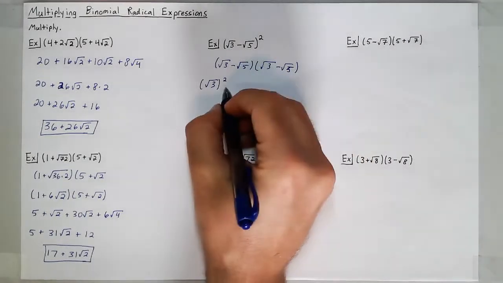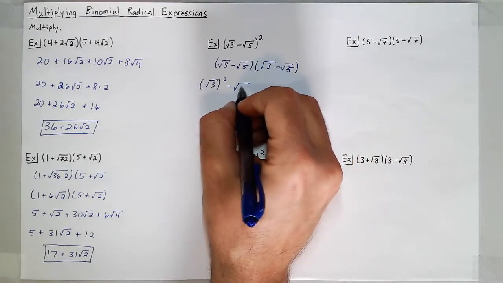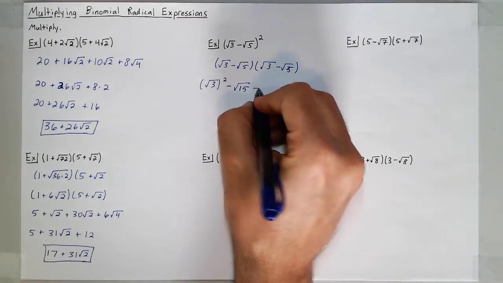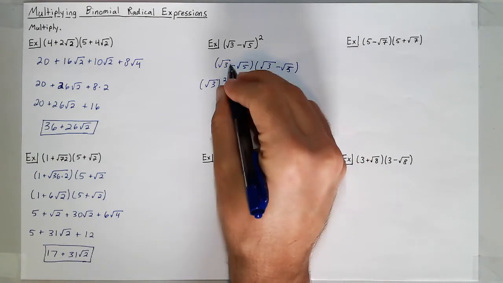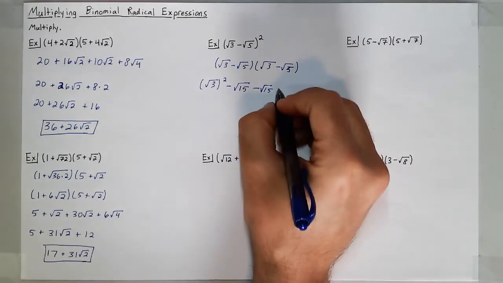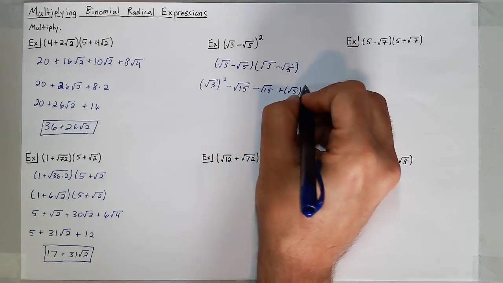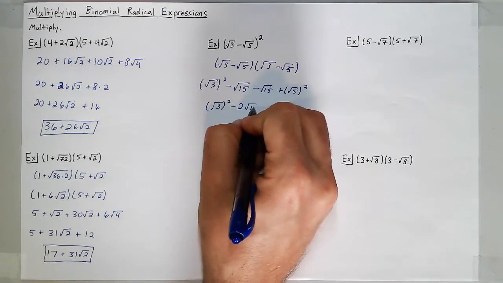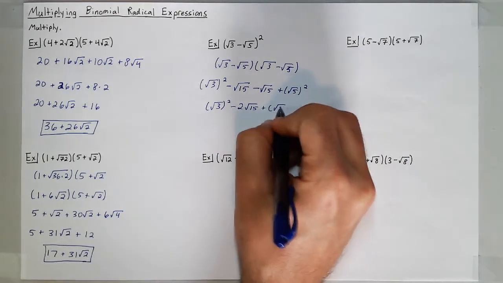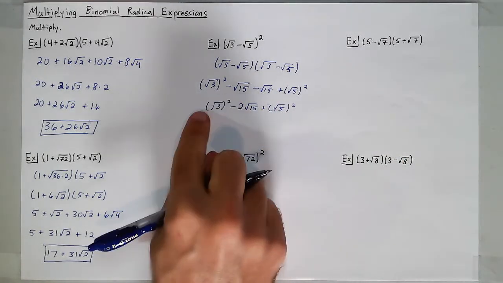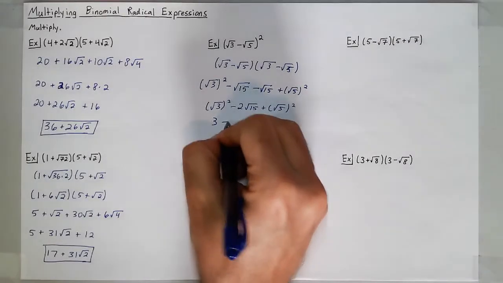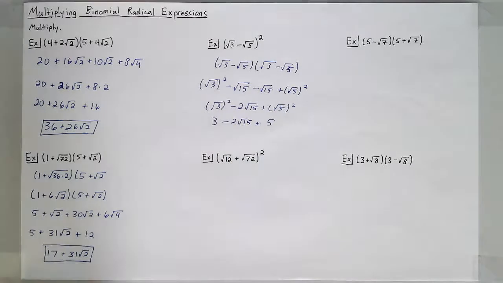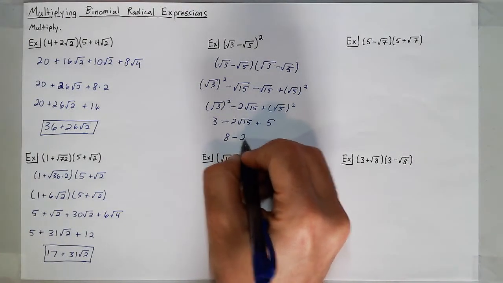And then we have outer minus the square root of 15. And then negative square root of 5 times the square root of 3 is also a negative square root of 15. And then negative square root of 5 times negative square root of 5 is plus the square root of 5 squared. This gives me the square root of 3 squared minus 2 square roots of 15 plus the square root of 5 squared. Now the square root of 3 squared, the square root and the square can cancel, leaving me with 3 minus 2 square roots of 15 plus 5. And then I'll get 8 minus 2 square roots of 15.